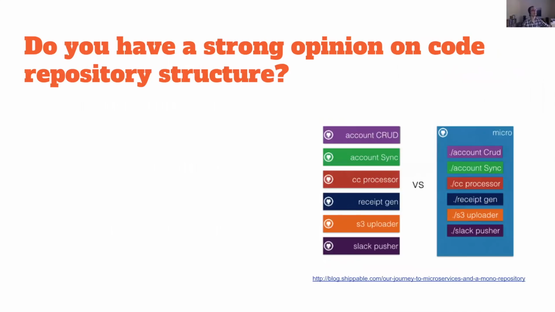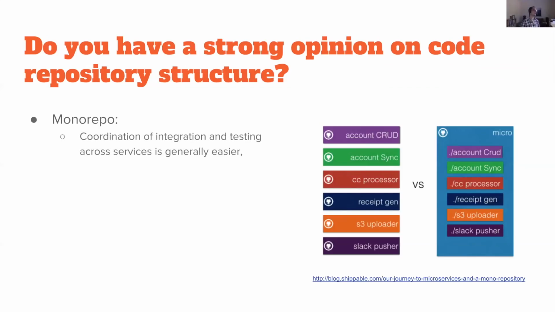Also worth asking is, do you have a strong opinion on code repository structure? And this is the old classic mono repo versus micro repos. A great blog post by Shippable talks about their journey around these kinds of things. But fundamentally, if you're running a mono repo with lots of different services in it, coordination of integration and testing across services is generally easier. There's lots of talk about Google's mono repo. You can check it out, and refactoring across it's nice and easy. Looking for dependencies across it is nice and easy.